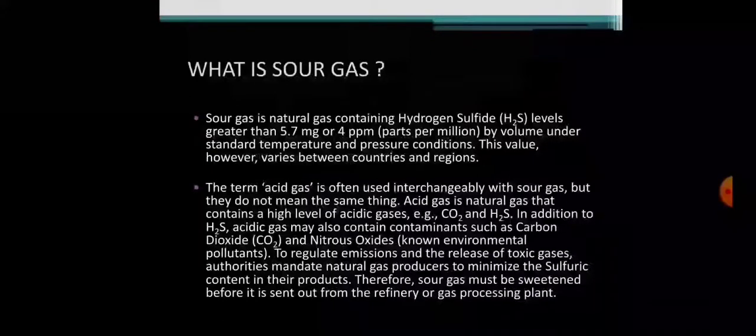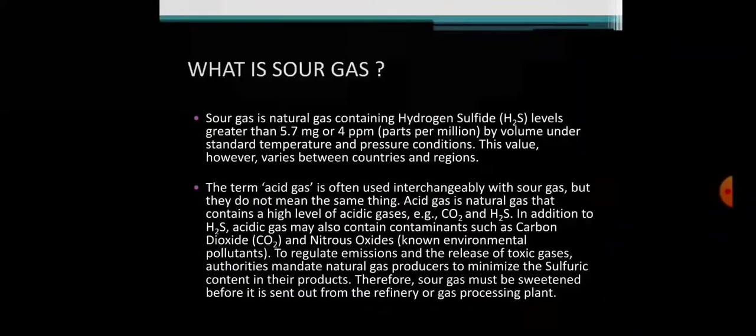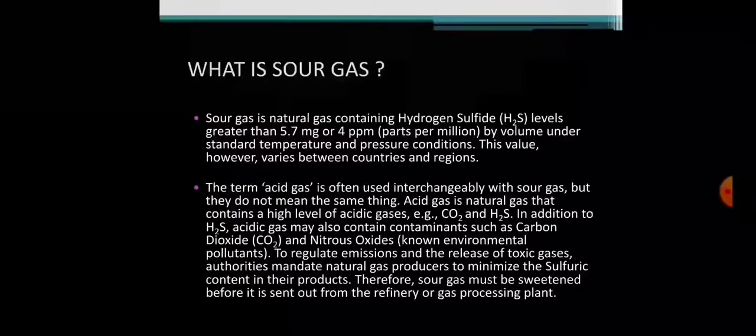So what is sour gas basically? Basically, sour gas is a natural gas containing hydrogen sulfide levels greater than 5.7 mg/m3 or 4 ppm by volume under standard temperature and pressure conditions. The term acid gas is used for the gas which is a mixture of CO2 and H2S, which also has some trace amounts of nitrous oxide.